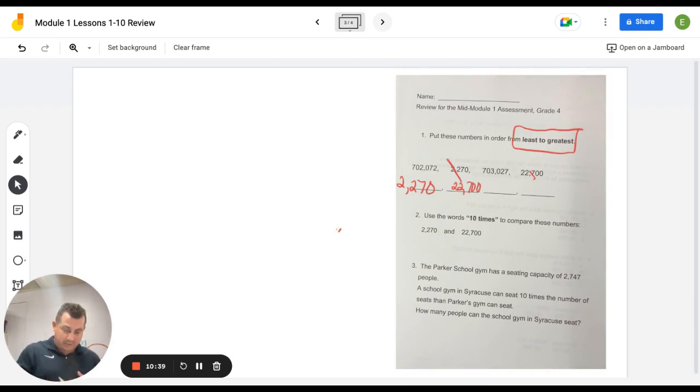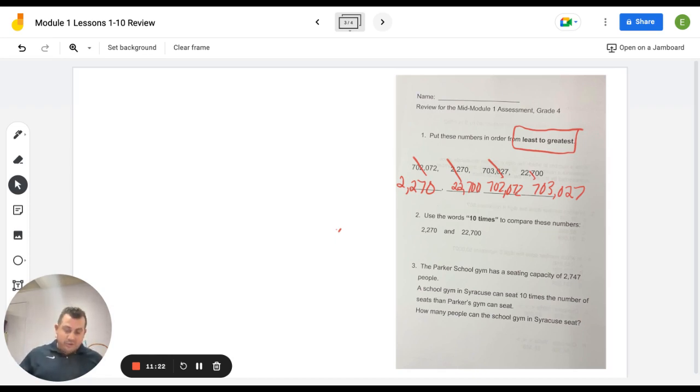So that only is 22,000. The other two numbers have 700. Oh, they're in the 700,000s. But I'm noticing this is 702,000. This is 703,000. So the 702,072 goes there, and the 703,027 is our greatest number. Okay, that is number 1 on that page. Number 2, use the words 10 times to compare these numbers.